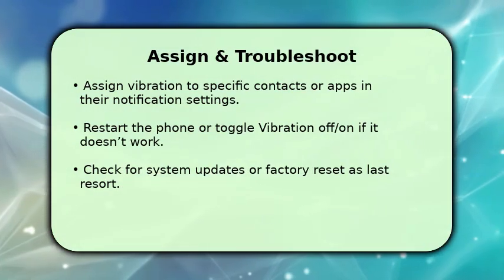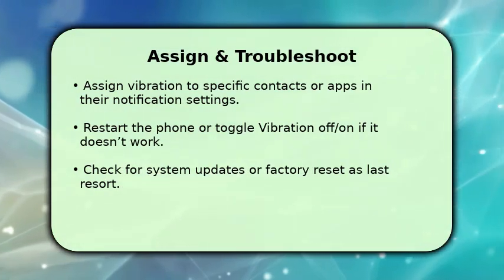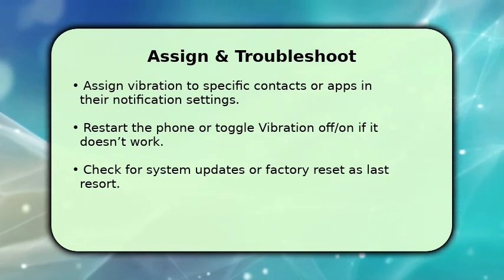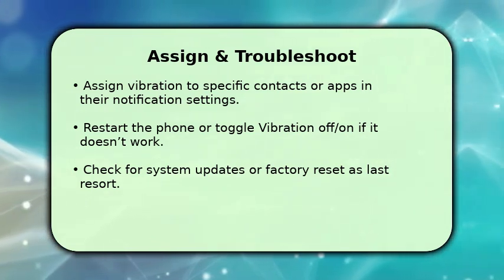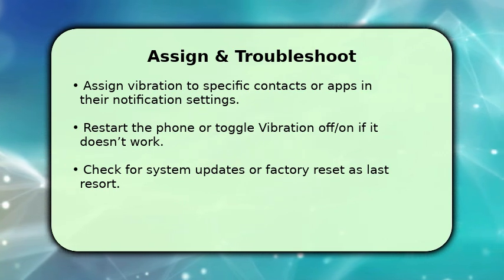Finally, assign vibration per contact or app by opening the contact or app notification settings and choosing the vibration pattern you just saved. This personalizes alerts so you know who is contacting you without looking.